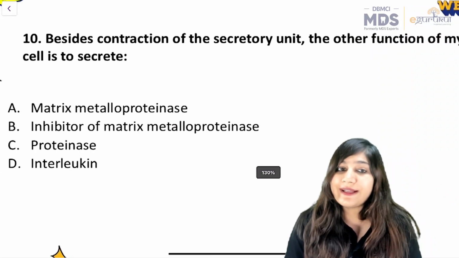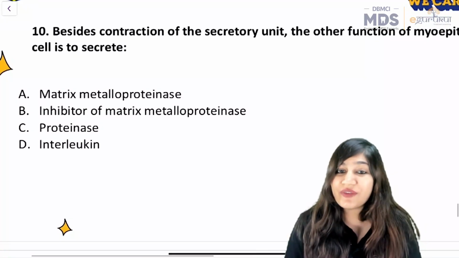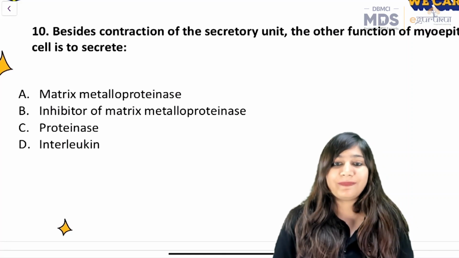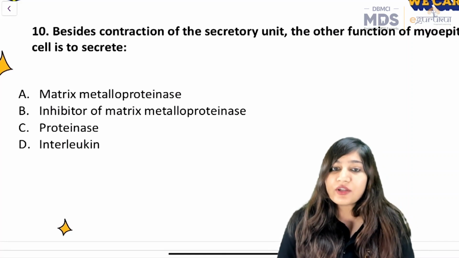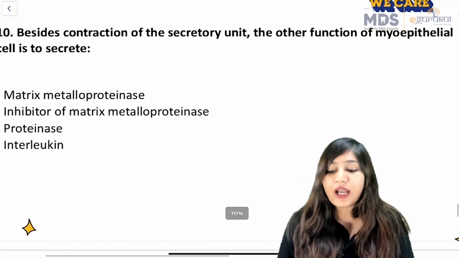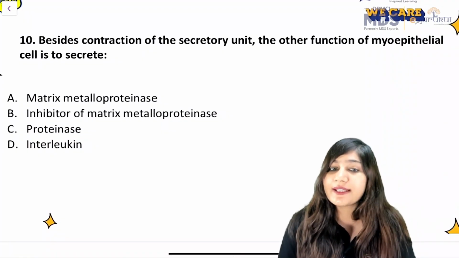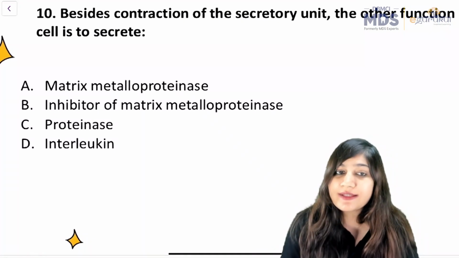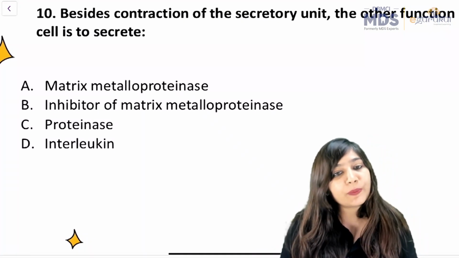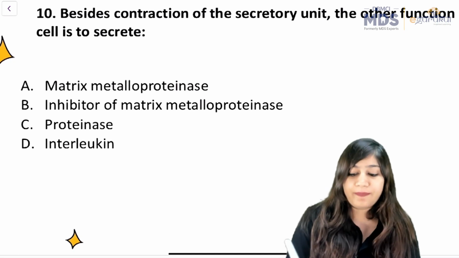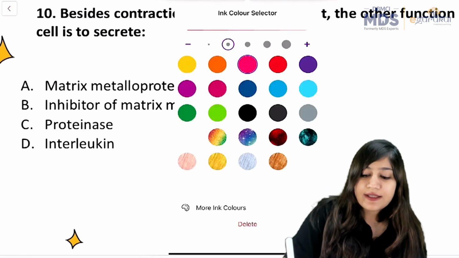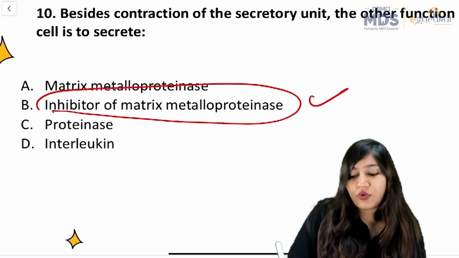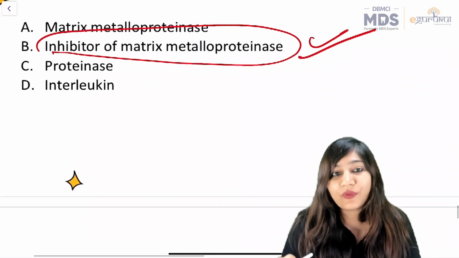Now coming to our next question, which is our last question for today's discussion. Besides the contraction of secretory unit, the other function of myoepithelial cell is to secrete what? Matrix metalloproteinase, inhibitor of matrix metalloproteinase, proteinase or interleukin. Our right answer is inhibitor of matrix metalloproteinase. Why? What is its function?